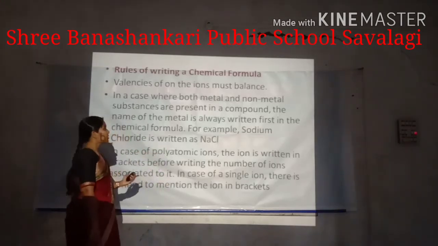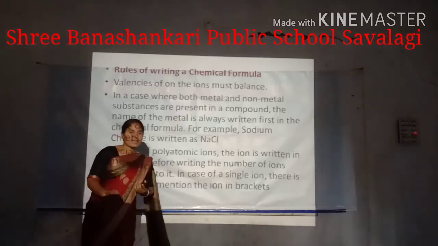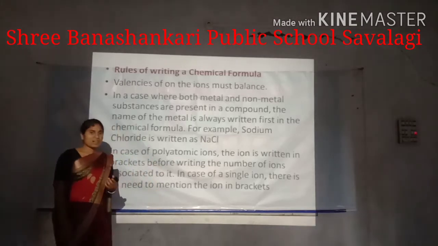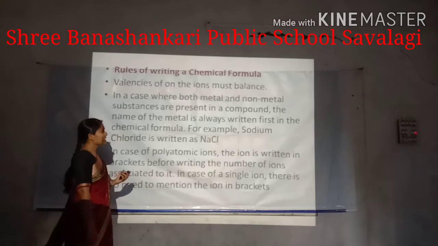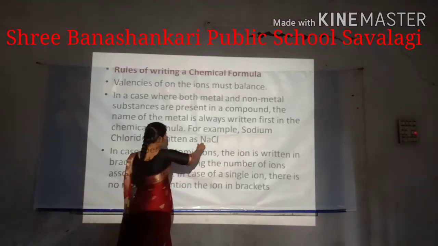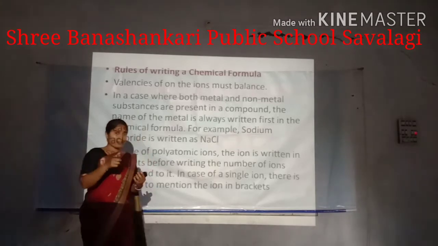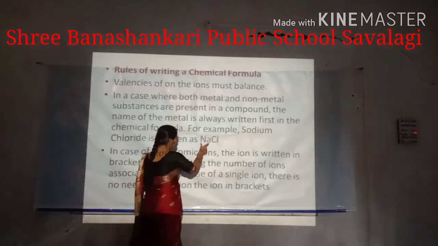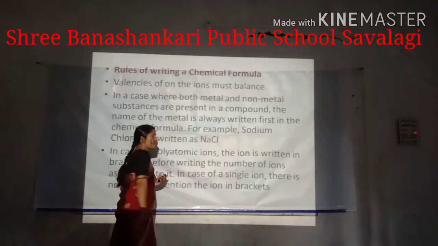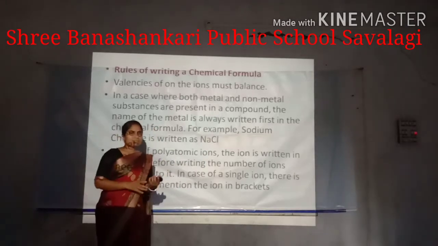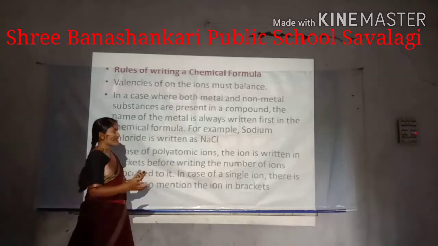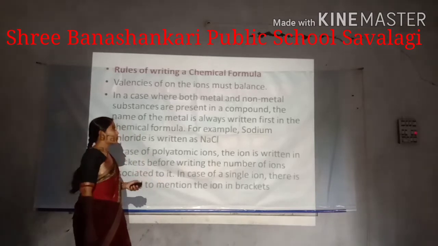For example, here we have sodium chloride. Sodium chloride is a compound, and in writing the chemical formula of sodium chloride, we write the symbol of the metal first. Sodium is the metal, and here we write the symbol of the metal first, and next we write the chlorine, that is the non-metal.